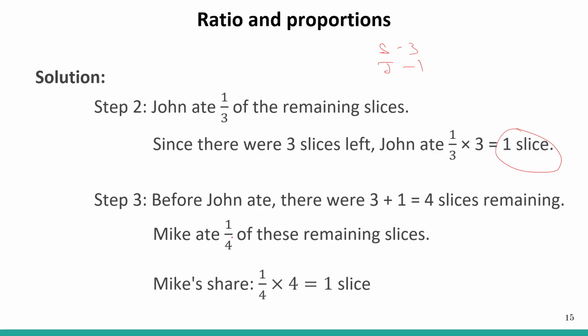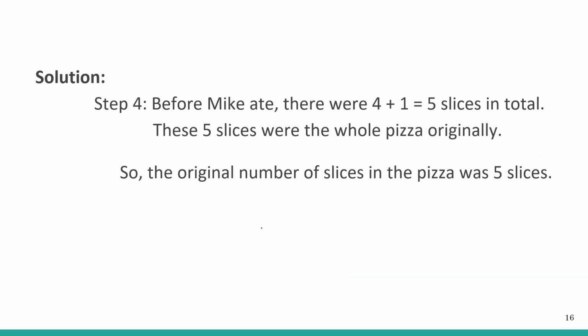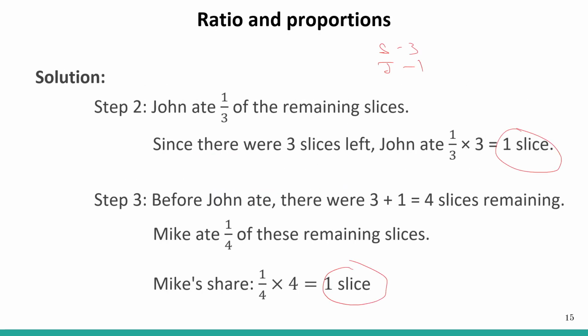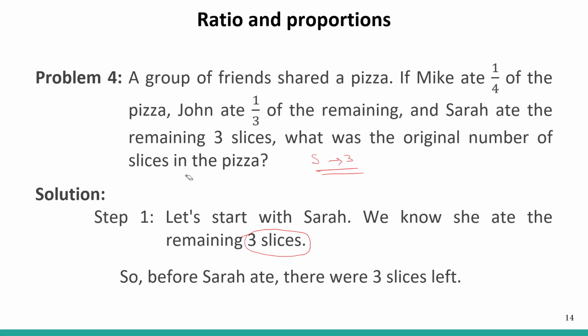So Mike ate 1/4 of these remaining slices. Mike's share is 1/4 into 4, which is equal to 1 slice. So before Mike ate, there were 4 plus 1 is equal to 5 slices in total. So there were 5 slices in the whole pizza originally. The original number of slices in the pizza was 5 slices. So the answer will be 5 slices.